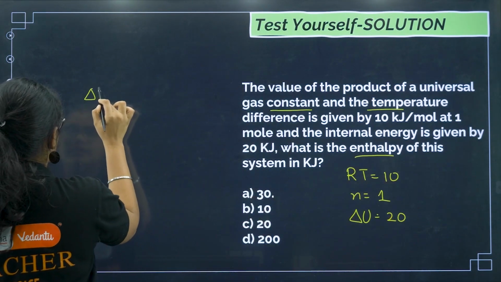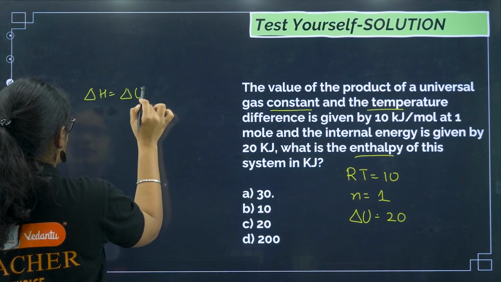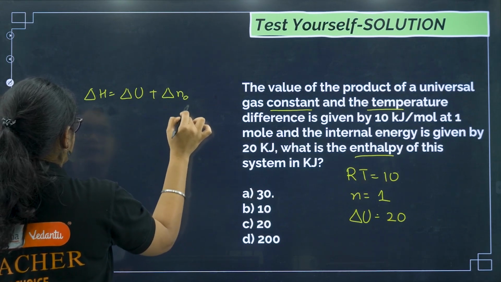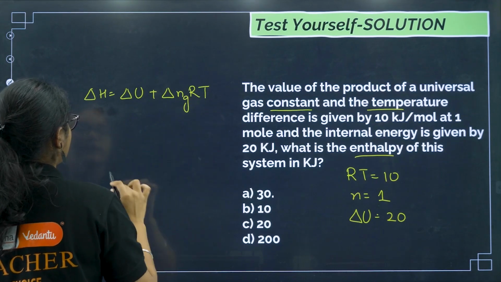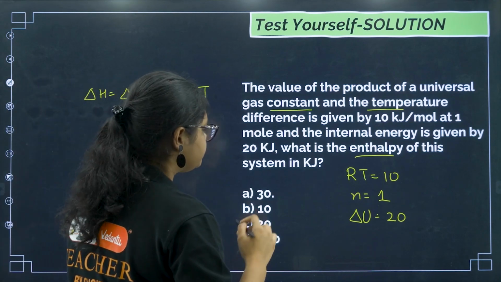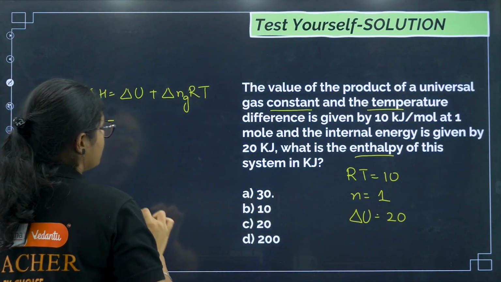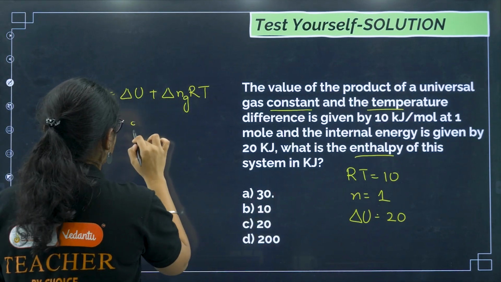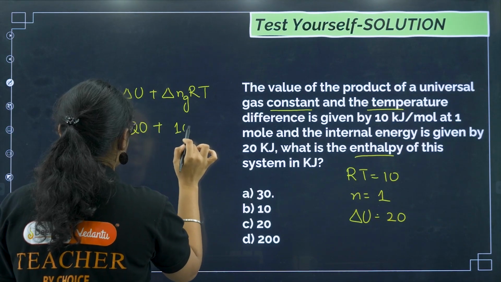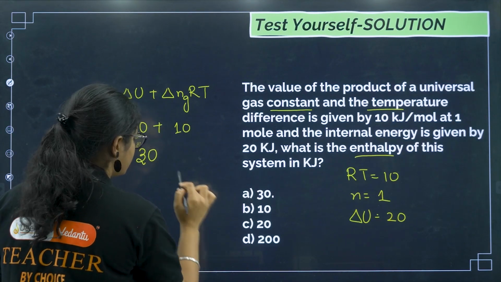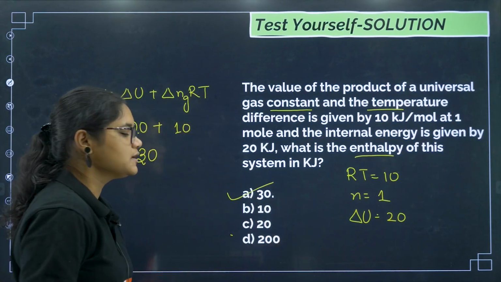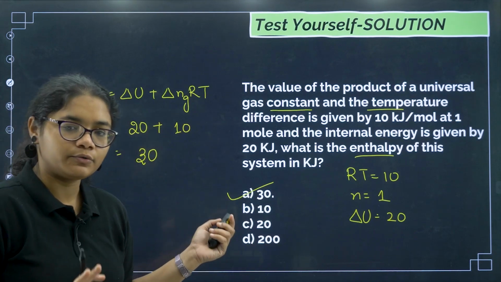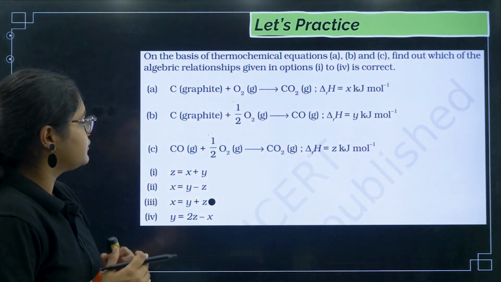So we have delta H is equal to delta U plus delta Ng RT, right? Now delta H value you need to calculate. Delta U value is 20 plus RT is 10, so we will get 30 here. Okay, so the correct answer for this question was option number A. I hope all of you would have solved it. Now let us see today's sum question.